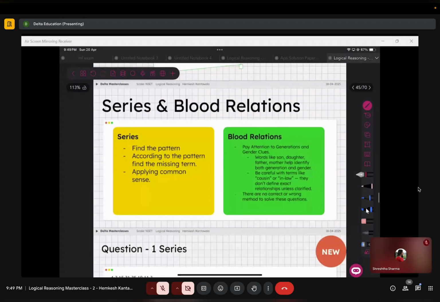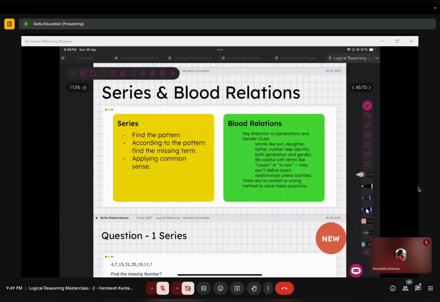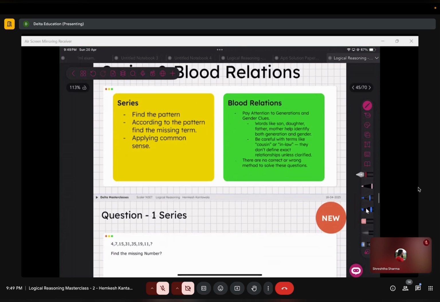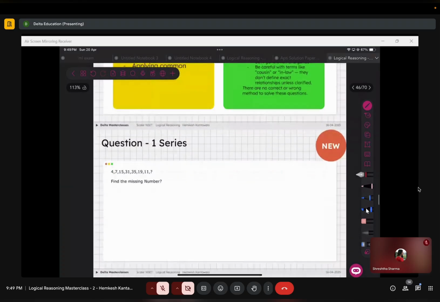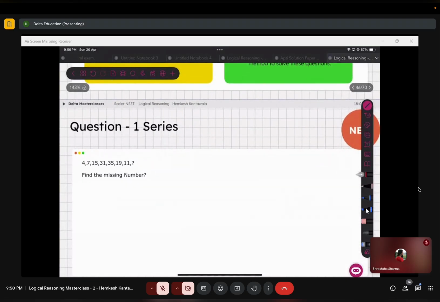So series, again in the series topic, you need to find the pattern, you need to find the missing term. It's similar to coding decoding, but here you need to find out the missing term. So if this is the question, try to find the pattern and get the missing number: 3, 7, 15, 31, 35, 19 and 11. You would only be able to find the pattern if you have solved questions of this type of patterns. So solve multiple questions. Practice, and then you are good to go.